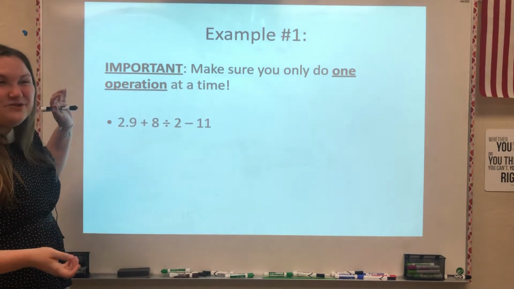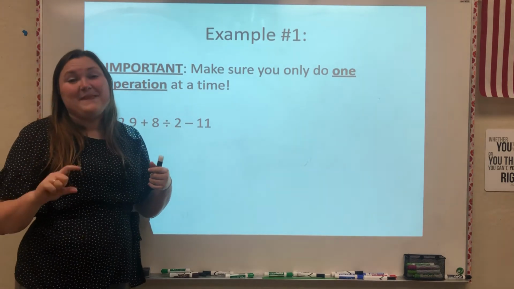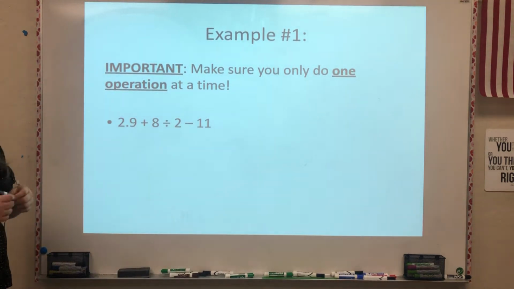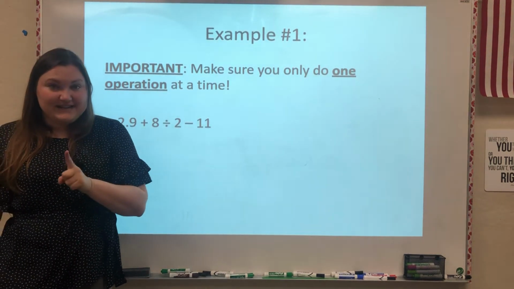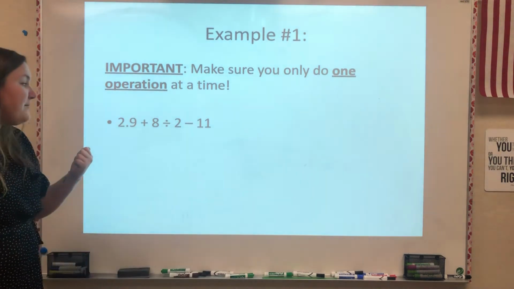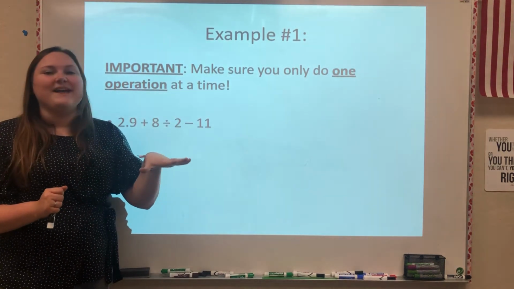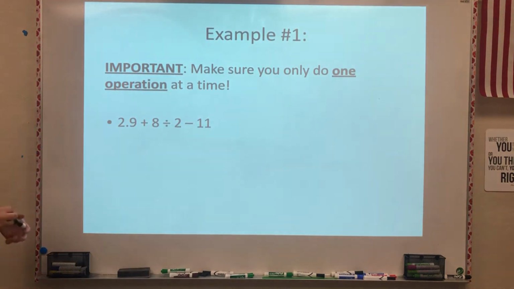If you're trying to do too much all at once, you're oftentimes going to make a mistake doing something out of order. So the advice we're going to follow in our examples today is we're going to make sure we only do one operation at a time. That means if I look at this problem and I say I want to add first, I'm going to add and then just copy everything else down. I'm not going to do any more math. We're going to do one step at a time.